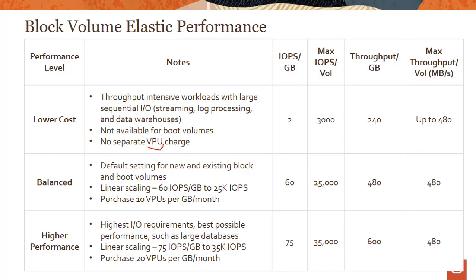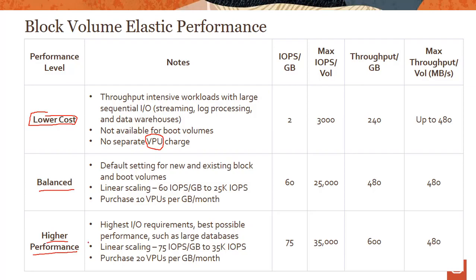Now there is a new thing which we introduced recently, which is the performance tiers, and there is a characteristic called volume performance unit, or VPU. So what does that mean? Basically, what we are giving here is different performance levels. There are three levels: there is a lowest cost tier, there is a balanced tier, and then there is a higher performance tier.